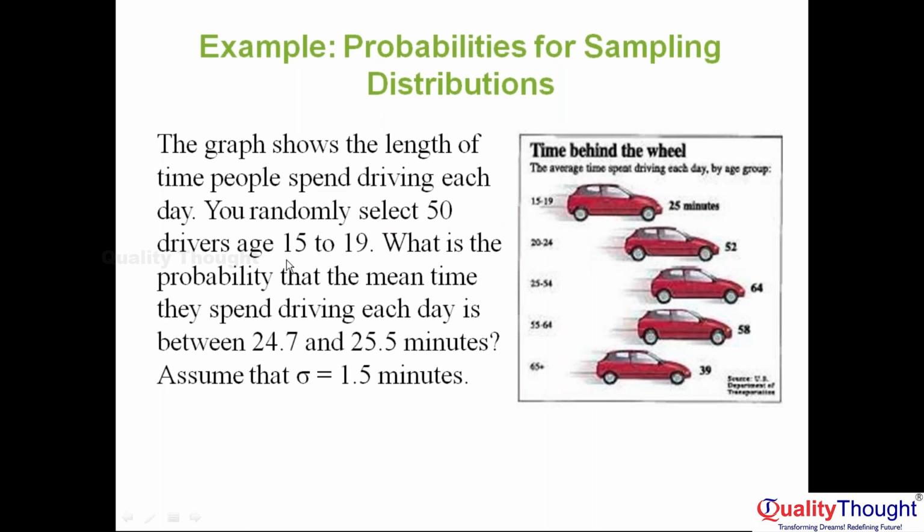Can you please tell me what the standard deviation is here? It was clearly mentioned, it is 1.5 minutes. You can see the average time spent driving each day by age group. So based upon the requirement of this question, you randomly select 50 drivers age 15 to 19. Can you please tell me what mean value you can take out of this particular diagram or question? Very good, mean is 25.